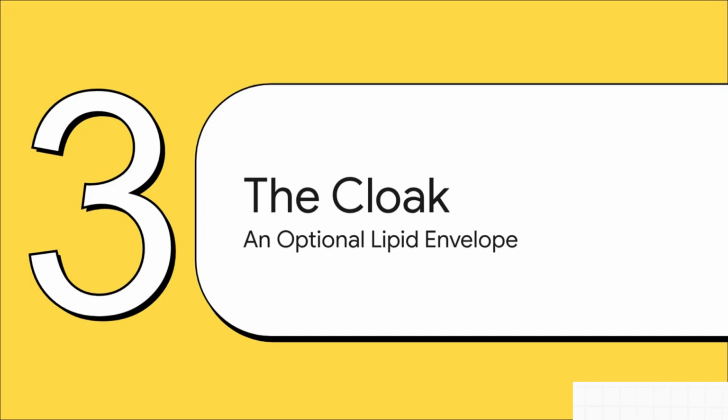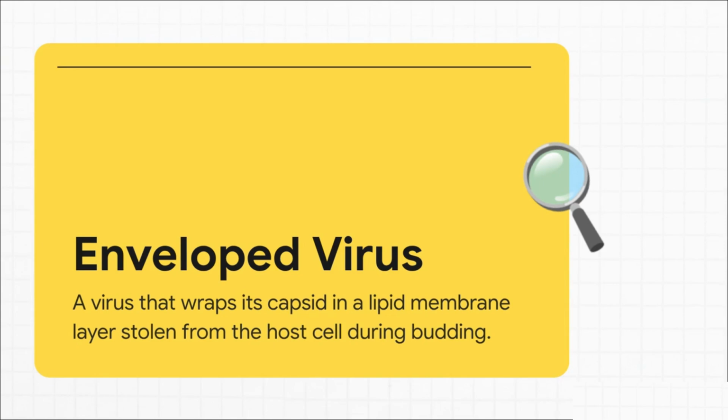All right, on to our final layer. Now this one's an optional extra. Not all viruses have it. This is the cloak. And the craziest part? The virus doesn't even build it. It steals it. So an enveloped virus is a virus that wraps its capsid in a fatty membrane. And where does it get this membrane? It literally steals it from the host cell as it escapes. It's a perfect disguise, a piece of the host, but dotted with the virus's own special proteins.